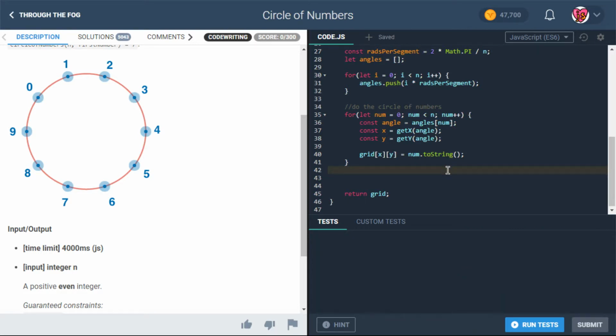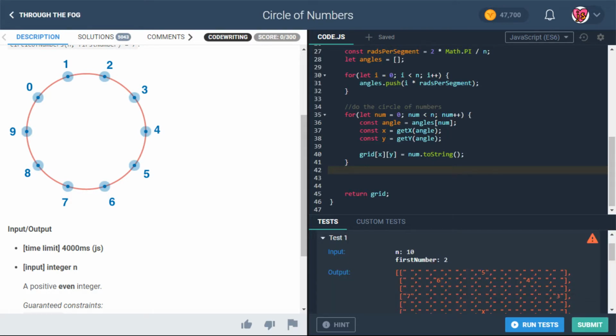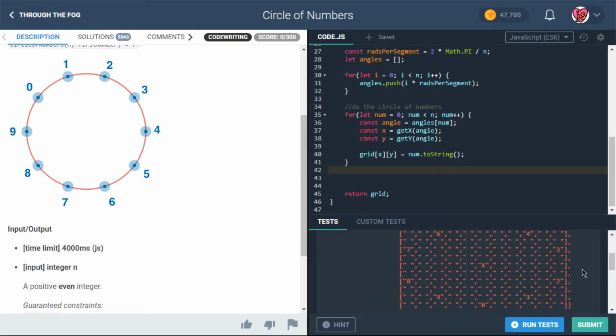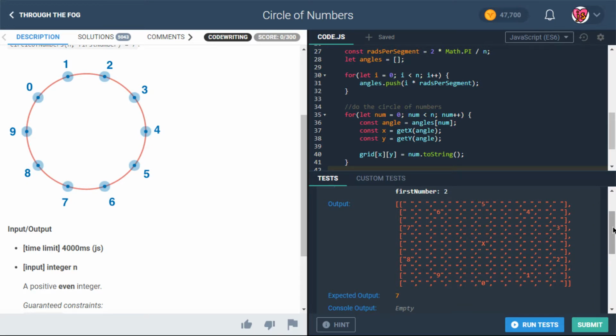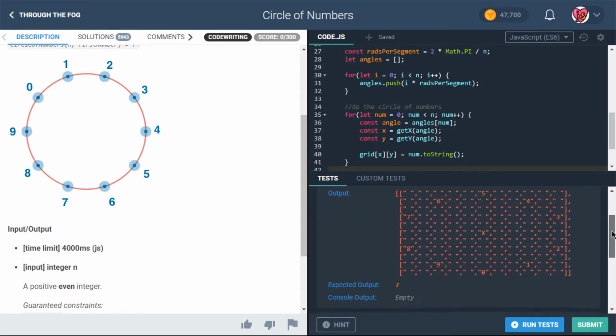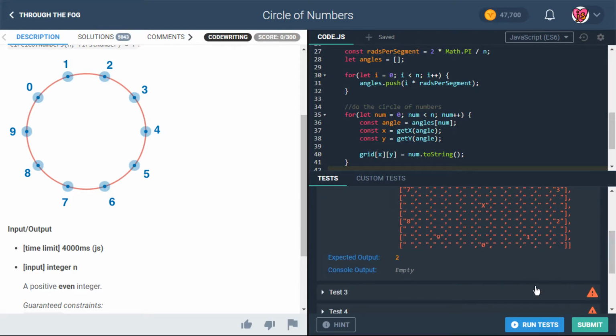Okay, so we're going to run this thing, and look at that. Folks, we have a circle of numbers. Let's make this a little bigger so we can admire it. Look at that. It's a circle of numbers. It's the circle of numbers that we're looking for. Isn't that cool? I think that's pretty cool.